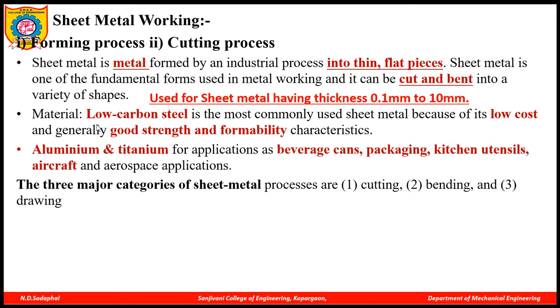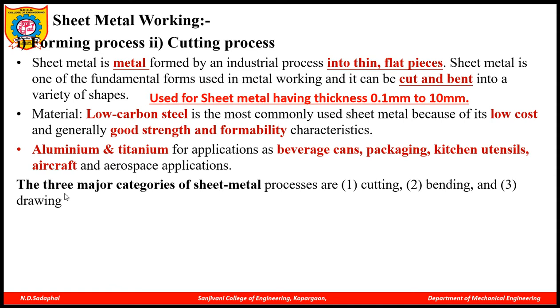Now, the material of sheet metal may be low carbon steel, which is commonly used as sheet metal because it has a low cost as well as good strength, and you can deform it very easily. Aluminium and titanium are also used. Generally these are used in a variety of applications like beverage cans, packaging equipment, kitchen utensils, aircraft material, aerospace applications, etc.